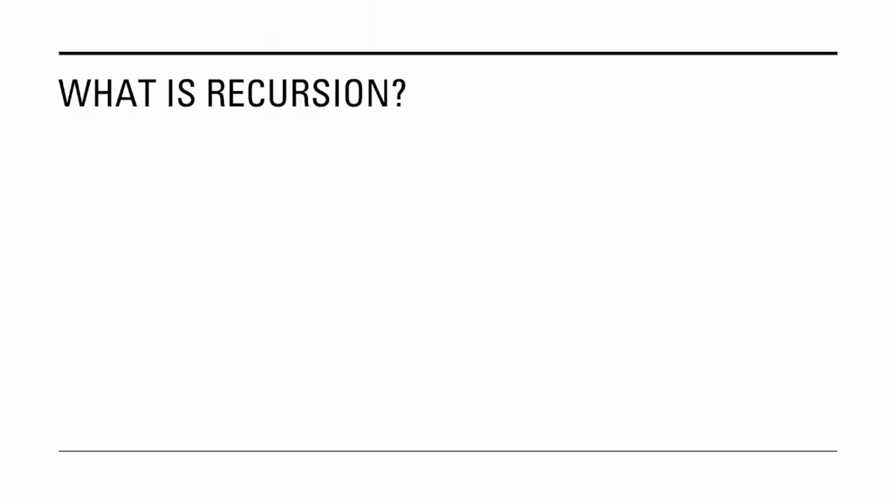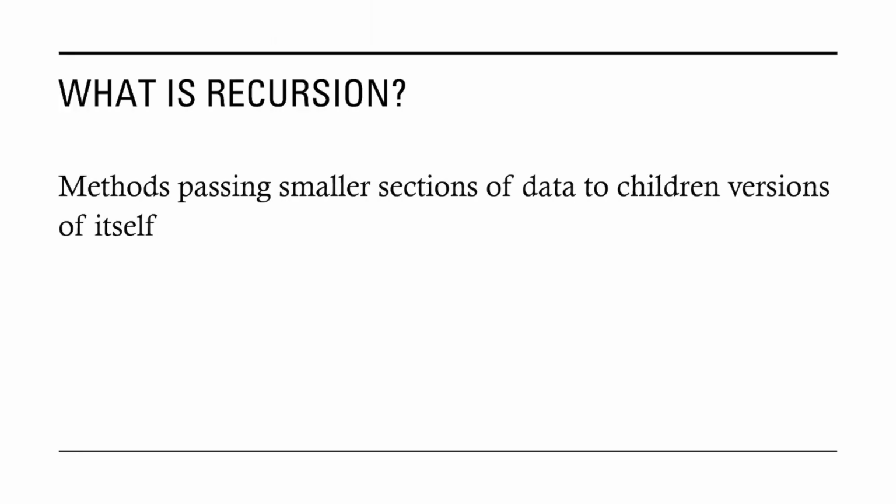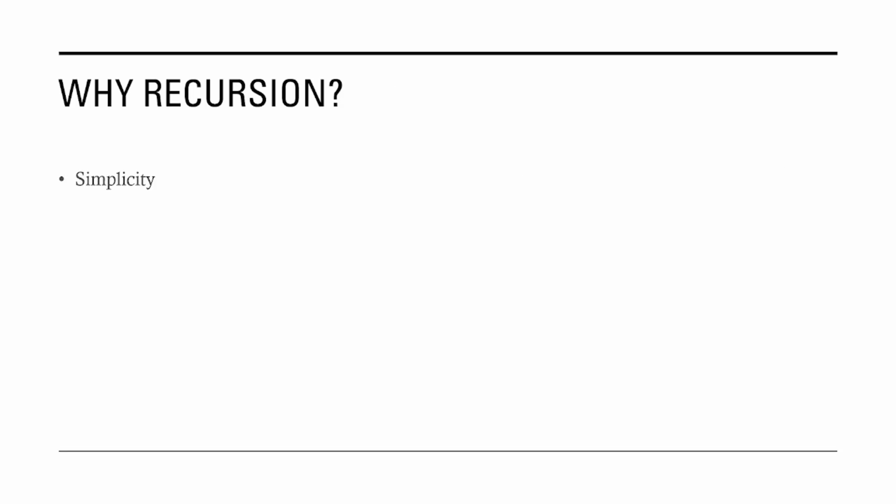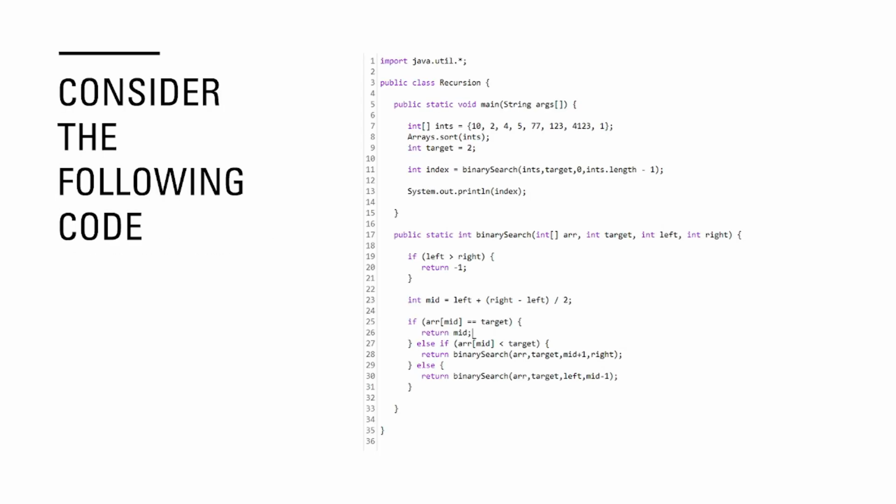Recursion. What is recursion? Recursion is methods passing smaller sections of data to children versions of itself. Why recursion? It's simple, it's elegant, and it's a natural fit for some problems. Consider the following code. Here we have a Java class and a binary search method.